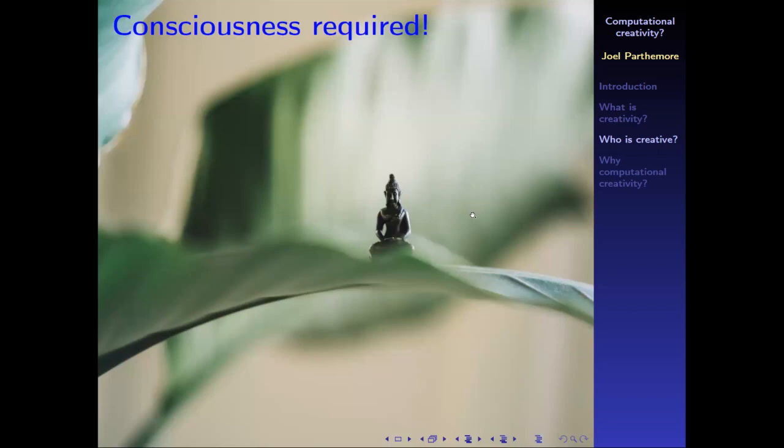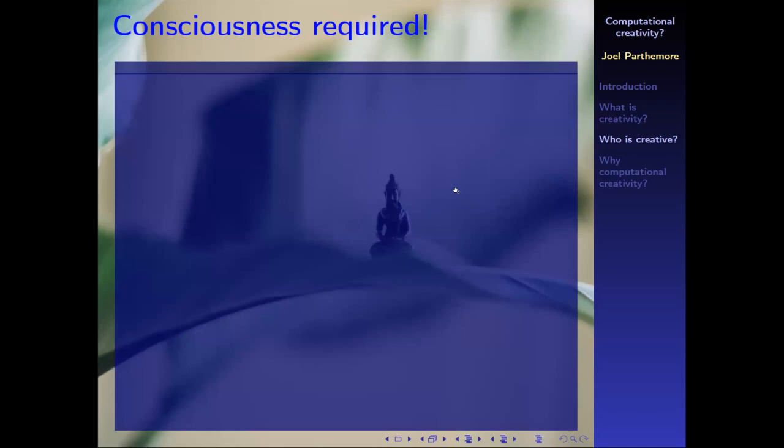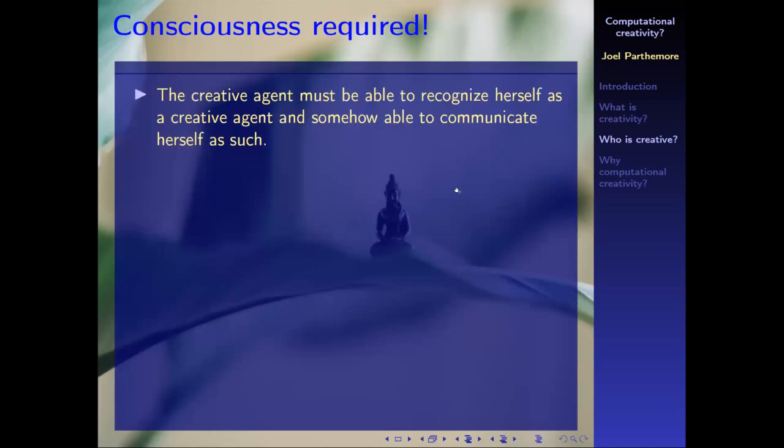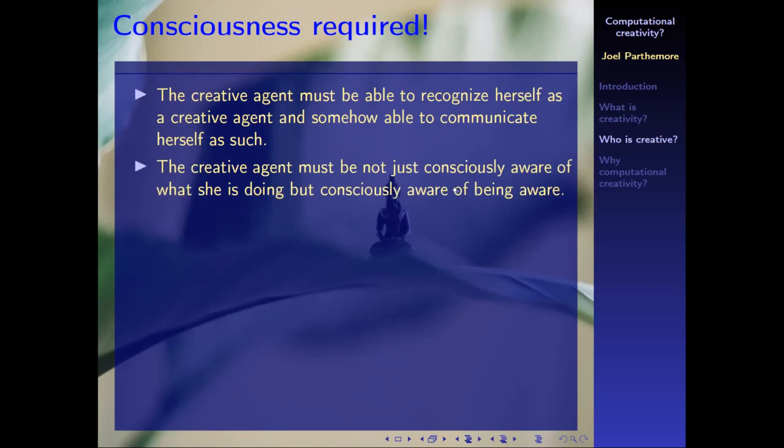So I've suggested already that creative agency requires consciousness, and not just consciousness, but reflective consciousness. Not just a bare conscious awareness, but a conscious awareness of conscious awareness. In particular, the creative agent on this account must be able to recognize herself as a creative agent and somehow able to communicate herself as such. Furthermore, the creative agent must not be just consciously aware of what she is doing in a bare conscious sort of way, but, as I say, consciously aware of being consciously aware.